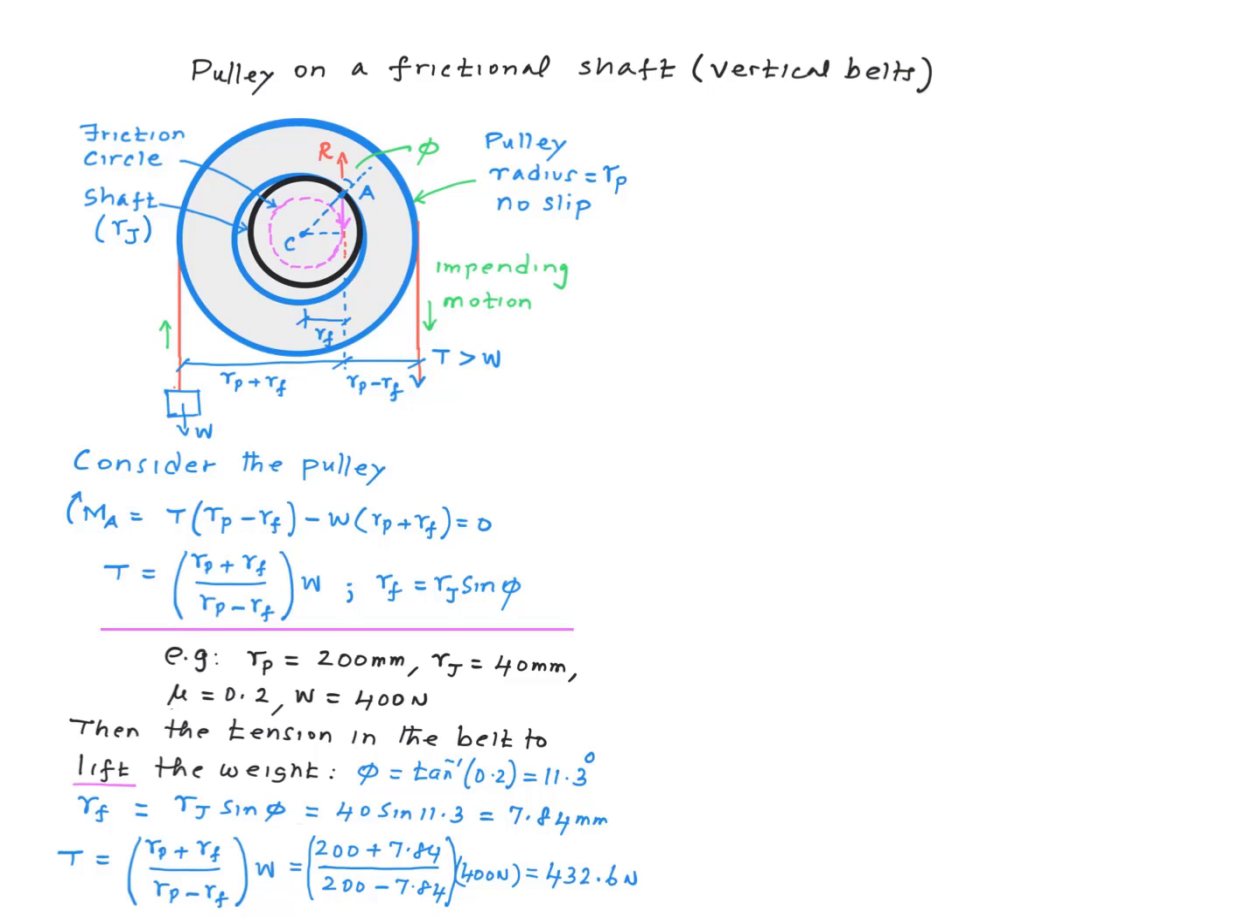This is the tension on the belt over here, right? So basically, the force needed to lift this weight of 400 Newton is 432.6 Newton. So it's a little bigger than 400 Newton. So the extra 32.6 Newton is the force needed to overcome the friction between the shaft and the pulley.